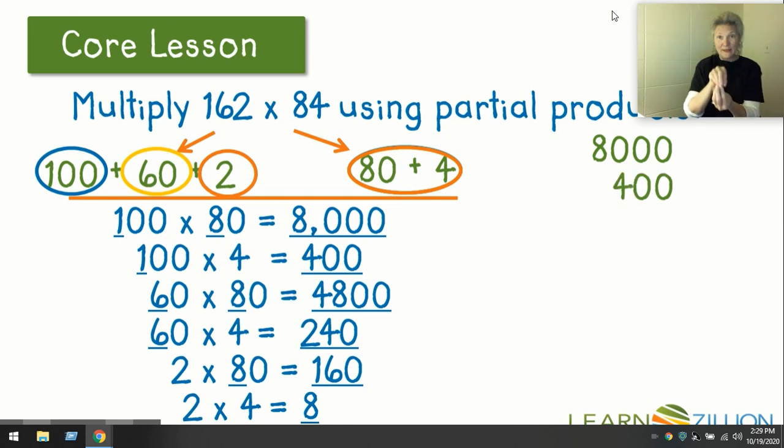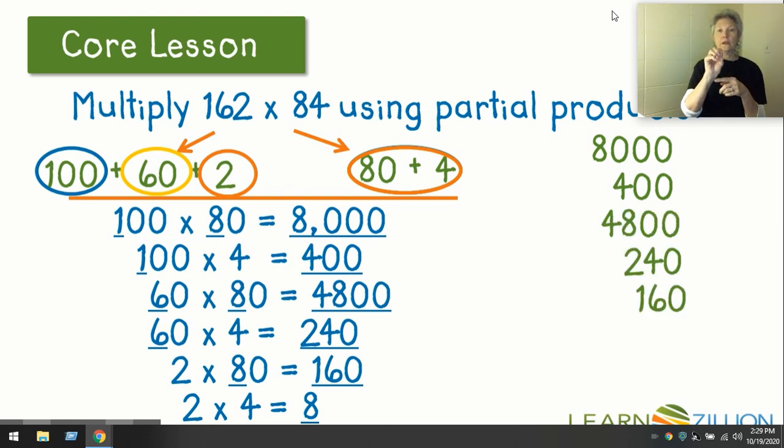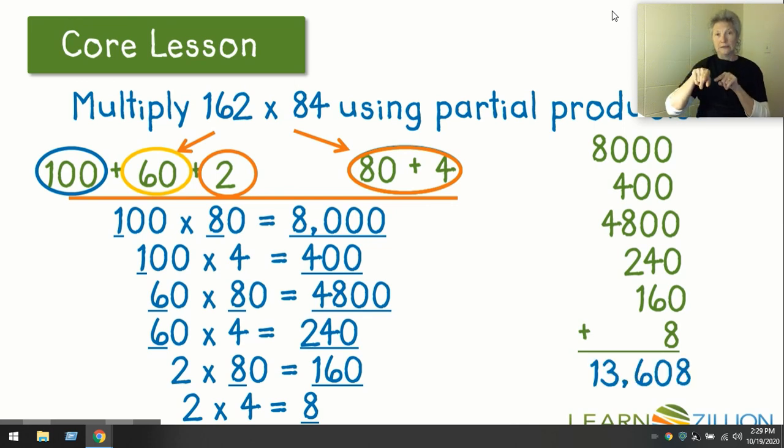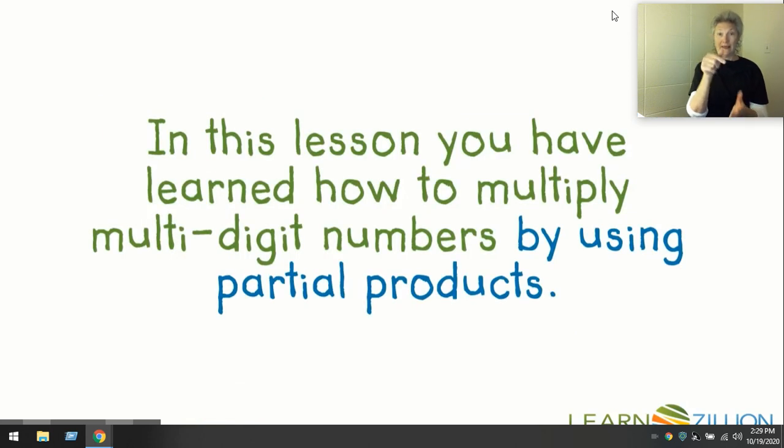So we have 8,000 plus 400 plus 4,800 plus 240 plus 160 plus 8. Now we'll get the final product or the final answer, which is 13,608. 162 times 84 is 13,608. In this lesson, you have learned how to multiply multi-digit numbers by using partial products.